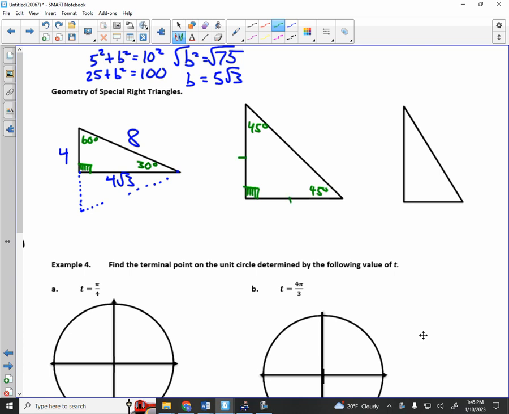Two sides are the same. We'll speak of the hypotenuse in a second. So if I have this side be a length of 6, what's this side? It's also 6. By definition, an isosceles right triangle has two sides that are the same. What do I do to get the hypotenuse? Yes, 6 roots of 2.